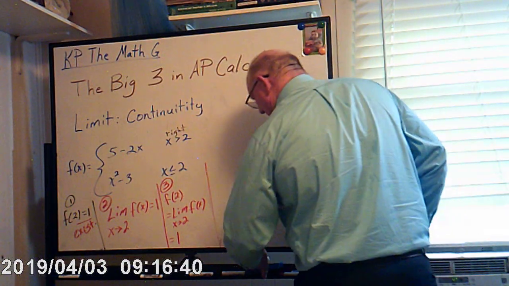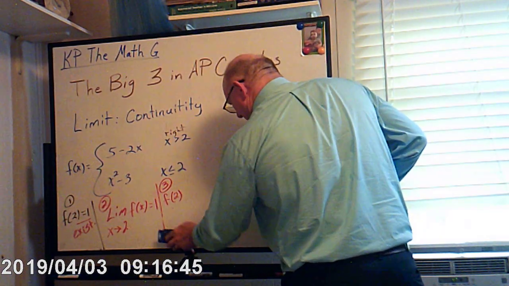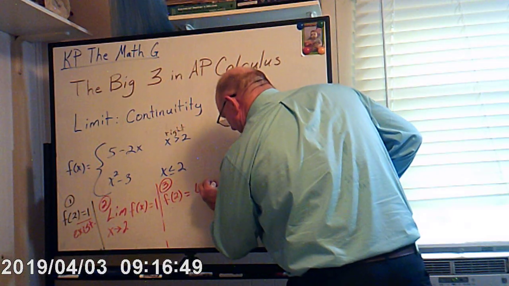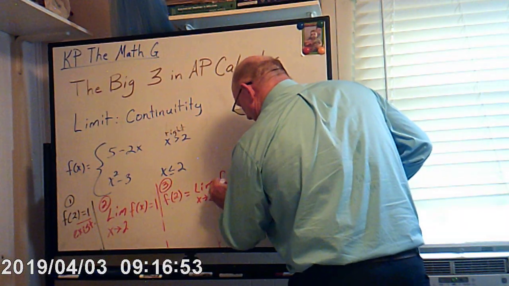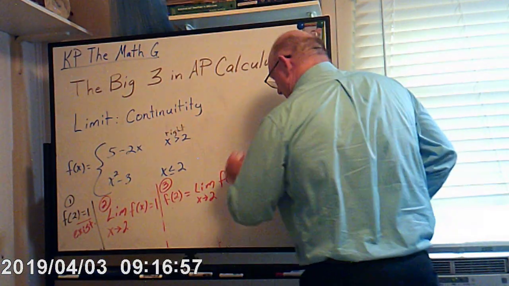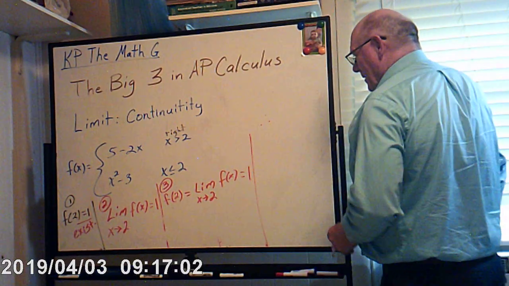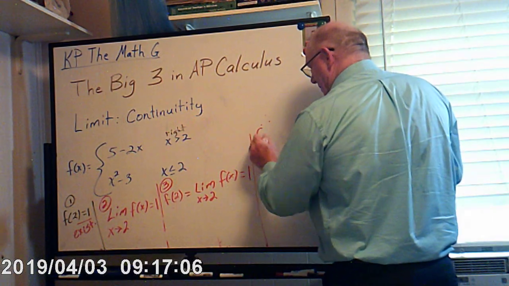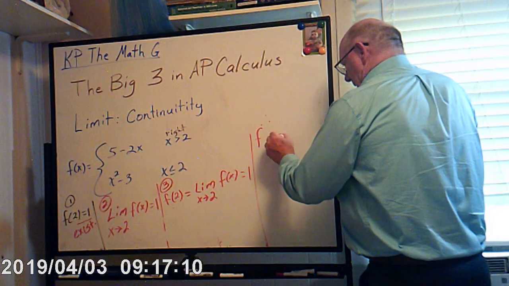I want to say it this way. I want to write it straight out. Okay, f at 2 equals the limit as x approaches 2 of f at x. All this equals 1. So now, therefore, f is continuous.